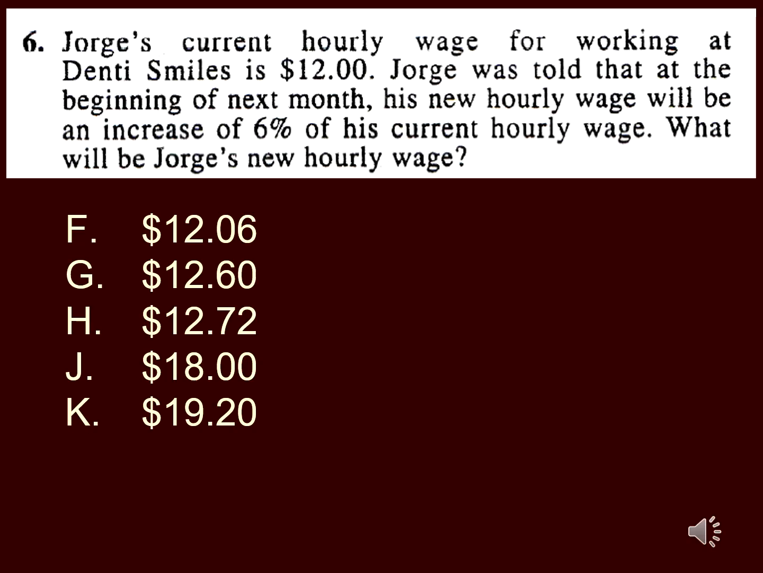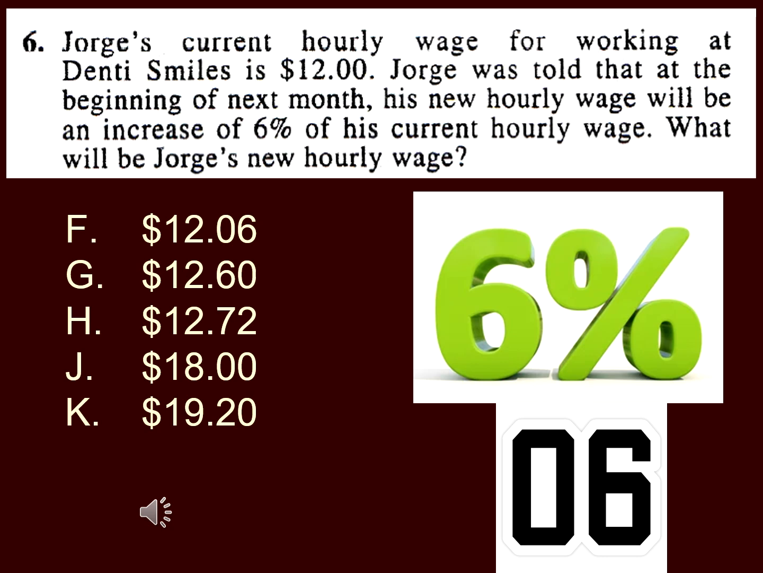So next up, it says Jorge's current hourly wage for working at Denti Smiles is $12. Jorge was told at the beginning of next month his new hourly wage will be an increase of 6% of his current hourly wage. What will be his new hourly wage? Now the choices they have here are $12.06, $12.60, $12.72, $18, and $19.20.